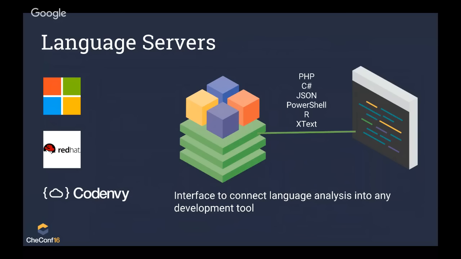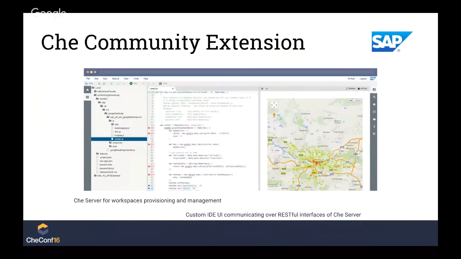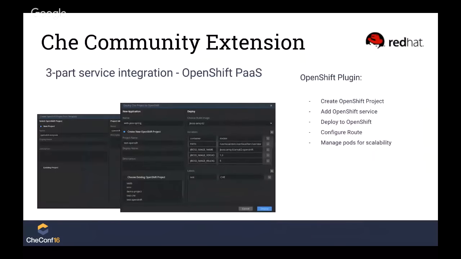So there are many ways to extend Che and its capabilities. You can, like SAP, use the Che server for workspace provisioning and the management of all those workspaces, and create your own custom IDE UI and communicate only over REST APIs with the Che server. Or you can create an IDE extension to integrate with third-party services, like Red Hat did with the OpenShift plugin. It is a set of wizards and UI to be able to connect with OpenShift.